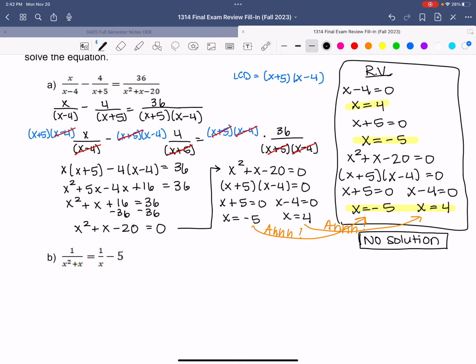Another method is to write both sides as a single fraction. So you could multiply the first fraction here by x plus 5 over x plus 5. And then you can multiply this by x minus 4 over x minus 4. And then you could combine the numerator parts. And then you would have the same denominator on both sides. And then you'd set your numerators equal. But just pretty much what we did. So, that's one option to approach the problem.